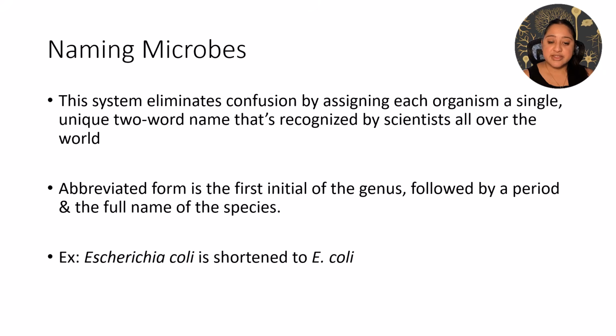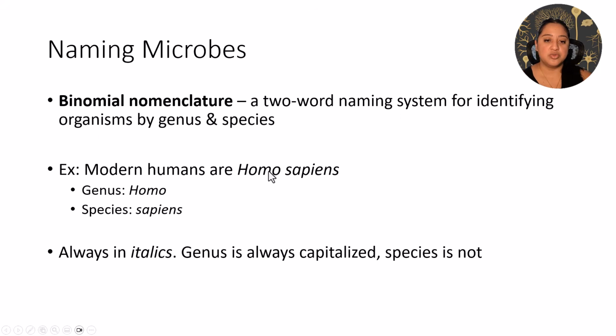And you can abbreviate this, which we will definitely do in microbiology just because it's faster, especially to write things shortened. So the abbreviated form of the binomial name is going to be the first initial of the genus. So whatever the genus is, you'll just put the first letter, followed by a period, and then the full name of the species. So for example, let's go back to Homo sapiens. We could just put H. sapiens, and that's abbreviated.